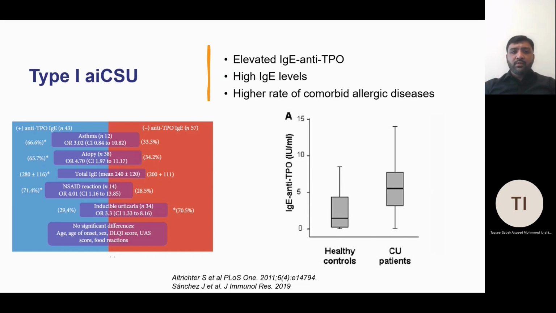Recent studies which have looked into the association of positive anti-TPO and chronic spontaneous urticaria have found that patients who had positive IgE anti-TPO have a higher rate of atopy and they had higher IgE levels. Hence, these markers may be used to identify patients with type 1 autoimmune chronic spontaneous urticaria.